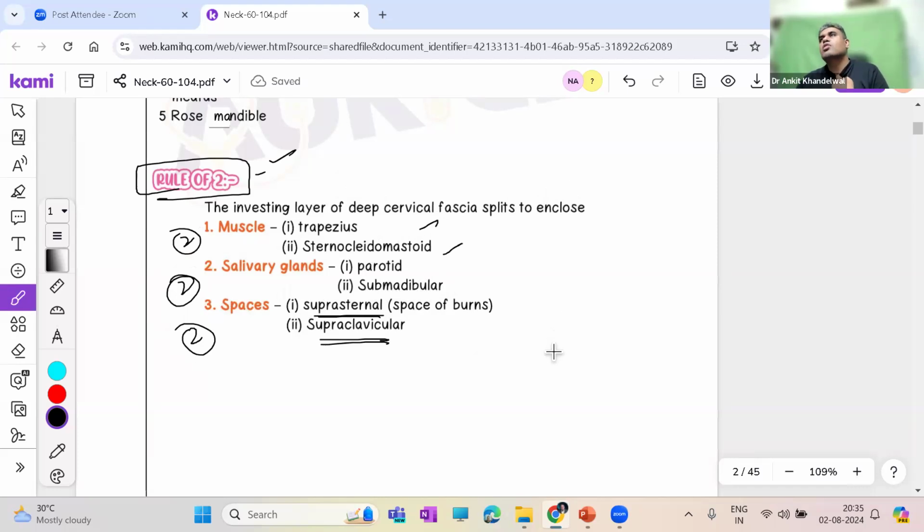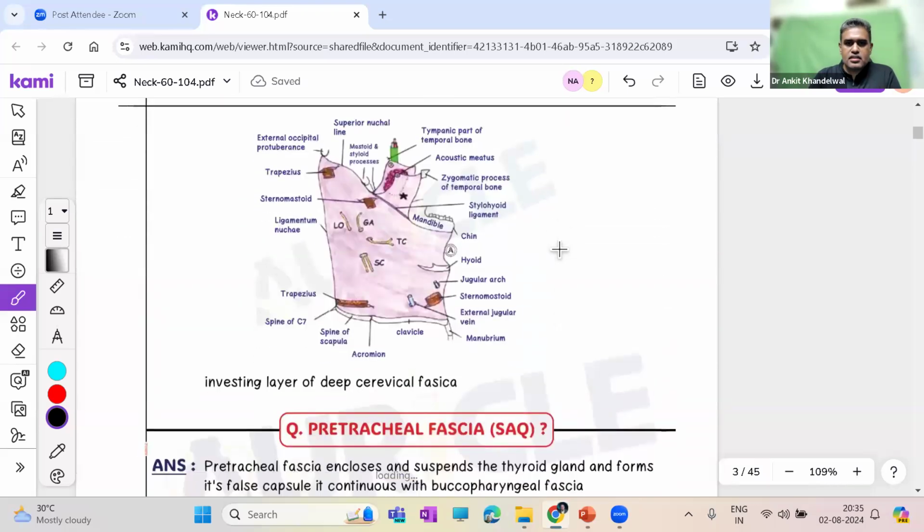The suprasternal space is a very small space just above the sternum, also known as the space of Burns. Imagine the manubrium sterni, and this is a small space which happens. Why? Because the investing layer actually bifurcates. The sternum is a bone, so it will attach to the anterior and posterior ends of the sternum, and here the small space is developed. Just understand it theoretically. This is the investing layer, and this diagram is not needed.